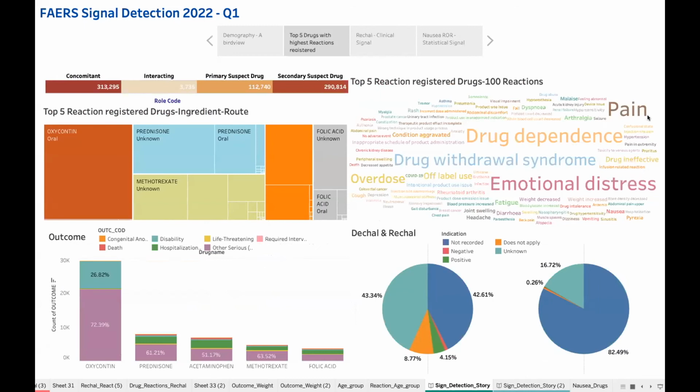All right, now let's look at some of the drugs. Since we have more than 17,500 drugs, we look at the top 5 drugs which have registered the majority of reactions.